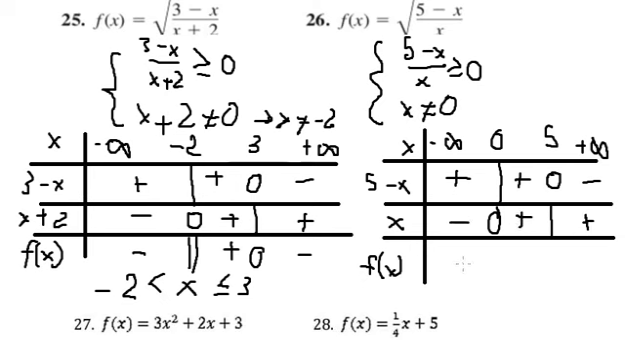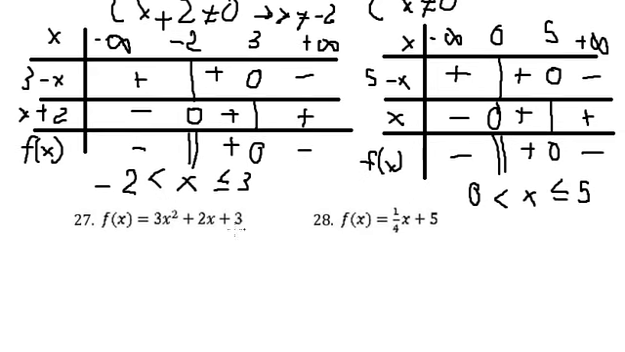Positive divided by negative, you get negative. This one has no solution here. Positive with positive, you get positive. This one you get 0. This one you get negative. We want to find where this is greater than or equal to 0. So we combine everything here, and you will get from 0 smaller than s, and s is smaller than or equal to 5. And this is the answer.